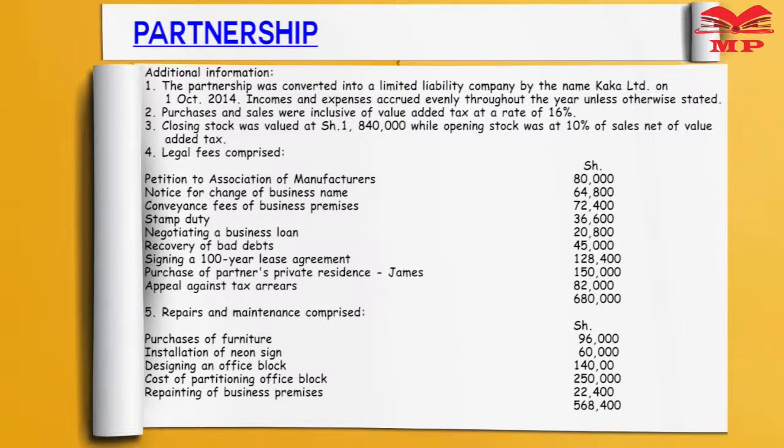Number two, purchases and sales were inclusive of VAT at the rate of 16%. Closing stock was valued at 1,840,000, while opening stock was at 10,000, net of value added tax. Number four, legal fees comprised: petition to Association of Manufacturers, notice for change of business name, conveyance fee for business premises, stamp duty, negotiating a business loan, recovery of bad debts, signing a 100-year lease agreement, purchase of partner's private residence by James, and appeal against tax arrears. Number five, repair and maintenance comprised: purchase of furniture, installation of neon sign, designing of an office block, cost of partitioning office block, and repainting of the business premises.